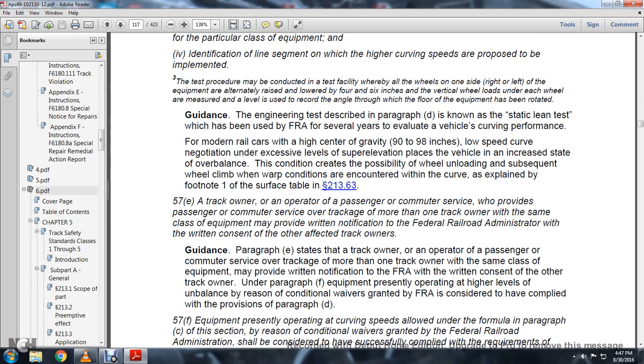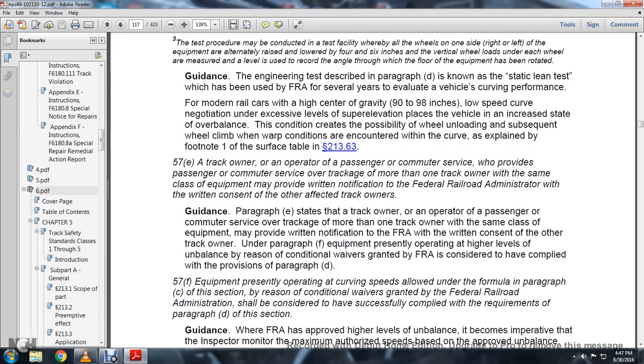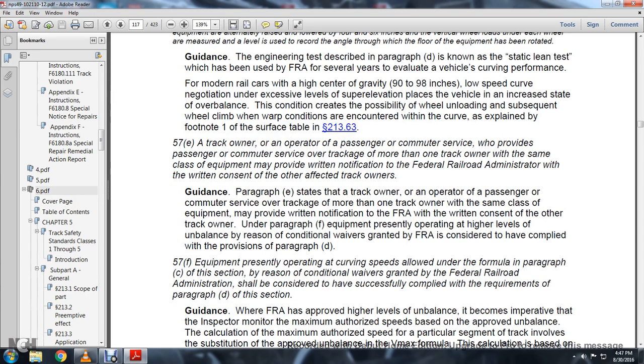I didn't read the footnote. 57E, the track owner or operator of passenger commuter service will provide to the passenger commuter service over the trackage. More than one track owner with the same class of equipment may provide the Federal Railroad Administrator with written notification, with written consent of the other affected track owners. Guidance. Paragraph E provides that the track owner or operator of passenger commuter services over the trackage of more than one track owner with the same class of equipment may provide the notification to the FRA with the consent of the other track owner.